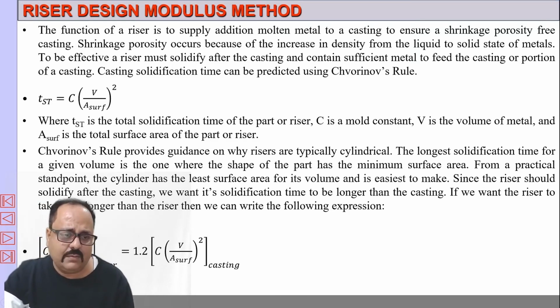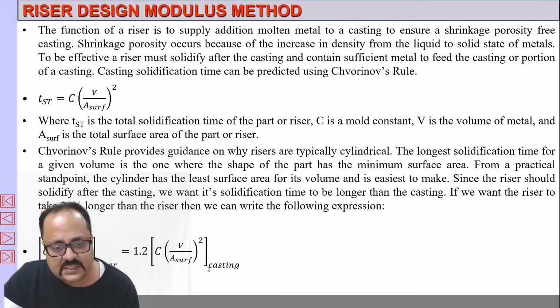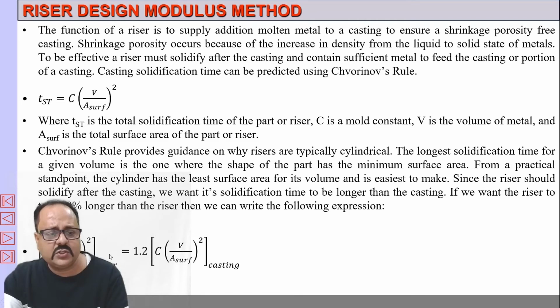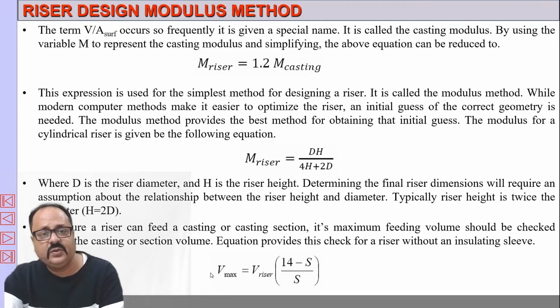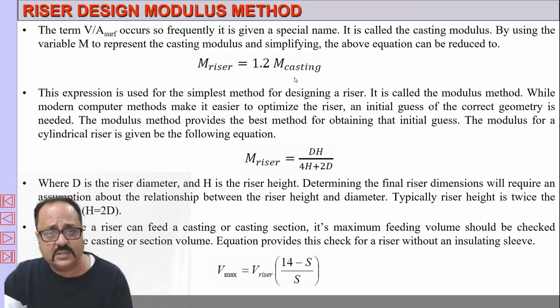Now we have defined a term called modulus. Modulus is V by A, volume by surface area, of the riser and V by A of the casting. So if this is proportional to that, we can say M, V by A of the riser, should be proportional to 1.2 times the modulus of the casting. So M riser should be almost equal to 1.2 times the modulus of the casting. Okay, so for a cylindrical riser, the modulus you can calculate it, it should be dH by twice H plus 2D.